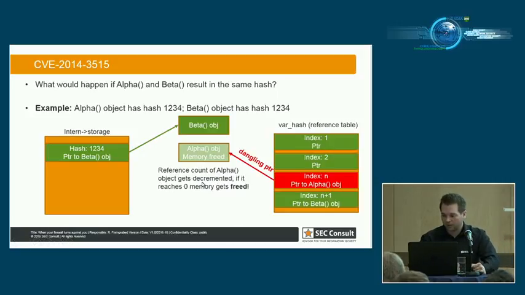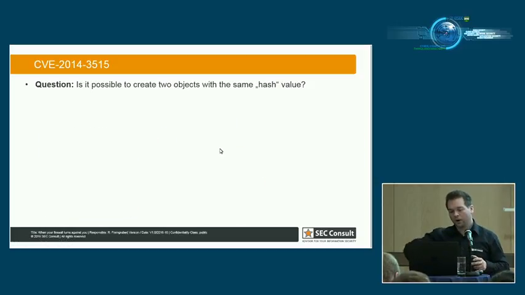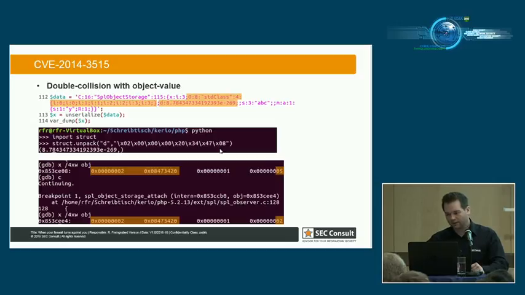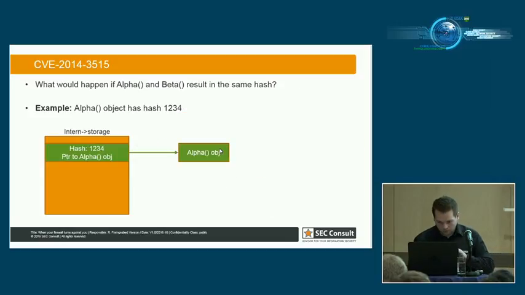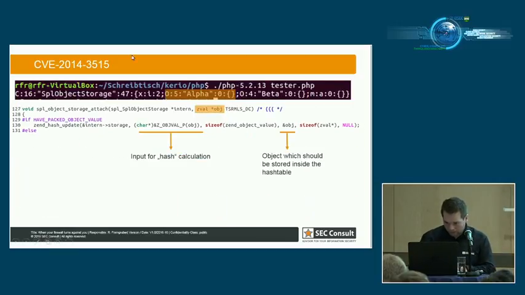But at the same time, you still have inside this reference table a reference to it. This is mainly because this reference here is not counted inside the reference count. And exactly this fact I'm abusing. So the problem is, how do I generate two objects which have the same hash value? And this should not be possible with two objects, but the problem here is that I'm using some type confusion attack. So if we go back to this stuff here, this here is the input for my hash calculation.